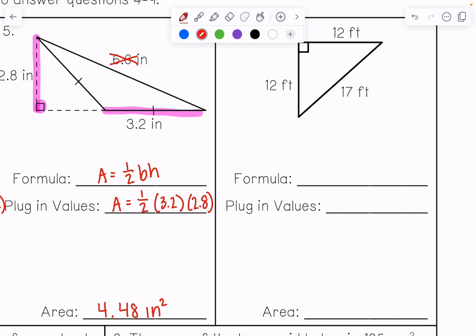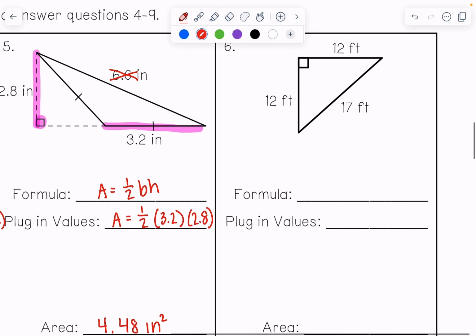All right, and number 6. So first, what shape is this? It's a triangle. We gotta make sure we use the triangle formula. So area equals half base times height. We're gonna plug in our values. We don't know the area. Half is a constant, so we just bring it down. And then now we have to identify what our base and height is.